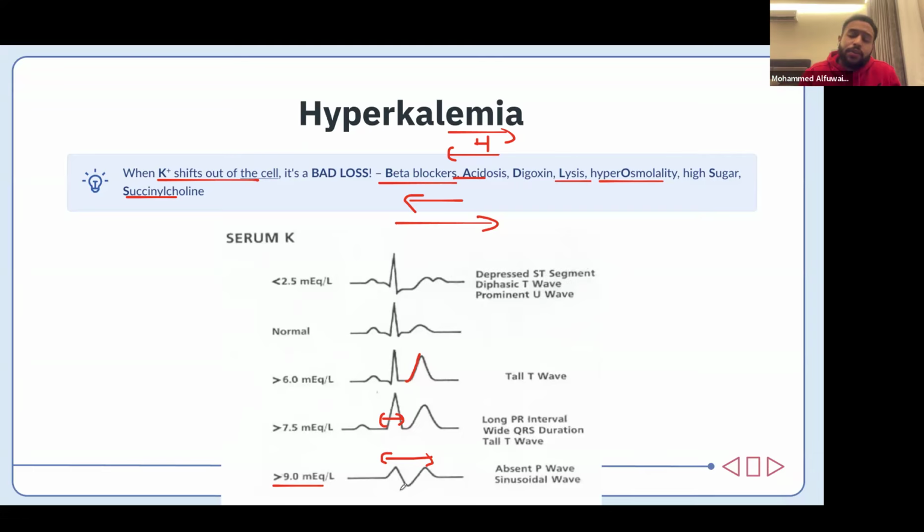How do you treat these patients? You try to cause a shift of potassium back into the cell. How do you do this? Think about it. You can give albuterol, a beta agonist, which puts it back into the cell. You can give, for example, insulin. Insulin will cause low sugar, so it will bring potassium inside the cell. Good. You can also give them calcium gluconate, which basically stabilizes the heart. Okay? And then you can give them fluids and whatnot.